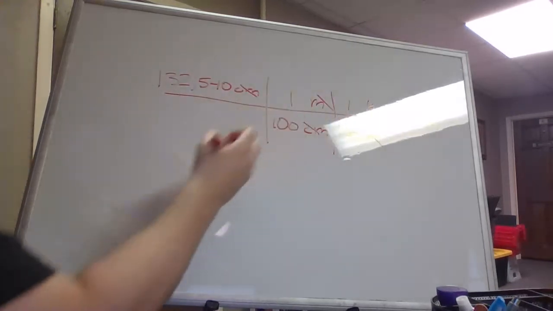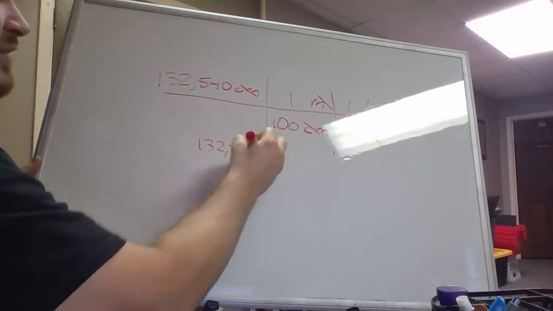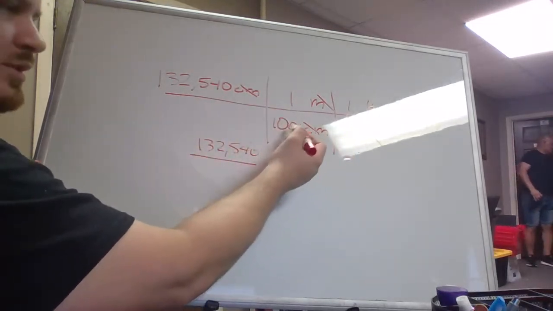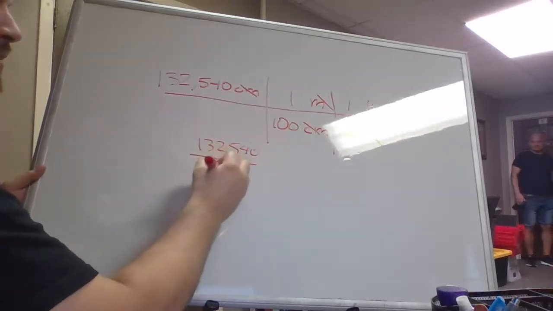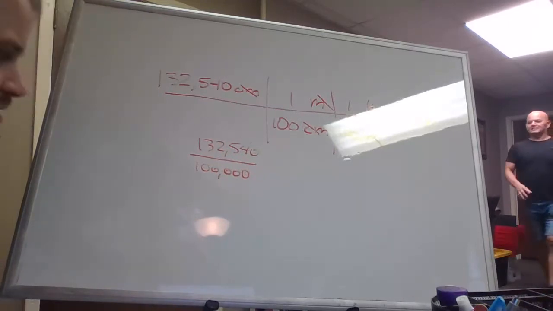Now multiply everything on top. And so you'll end up with 132,540 divided by, let's multiply the stuff on bottom. 100 times 1,000 divided by 100,000. Okay, see how that works?